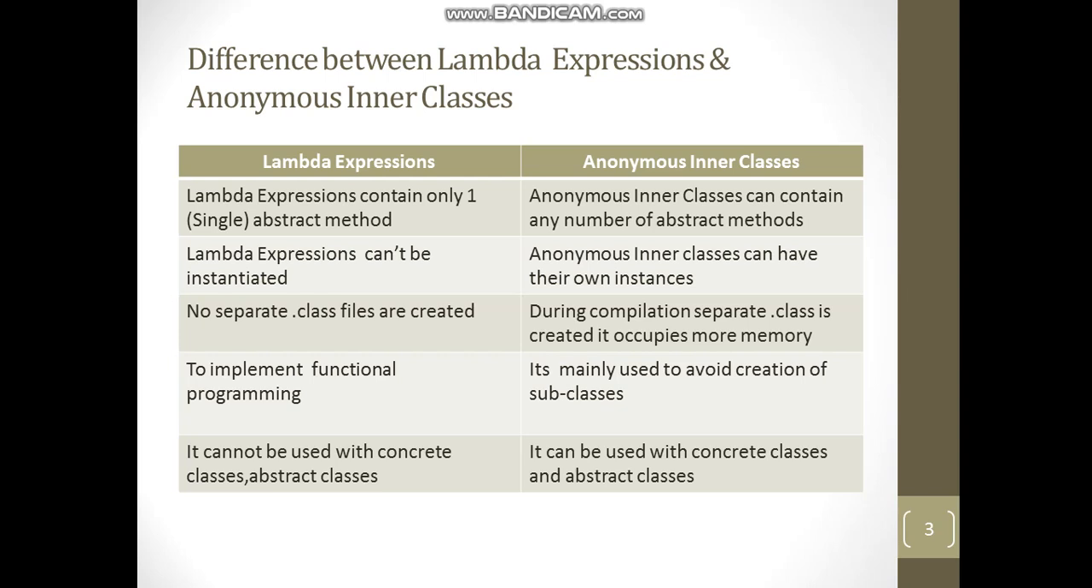No separate dot class files are created for lambda expressions. For anonymous inner classes, during compilation a separate dot class file is created and occupies more memory. So lambda expressions have a memory advantage over anonymous inner classes. You can certainly see that. And lambda expressions are specifically designed to implement functional programming, whereas anonymous inner classes are mainly used for the creation of subclasses.